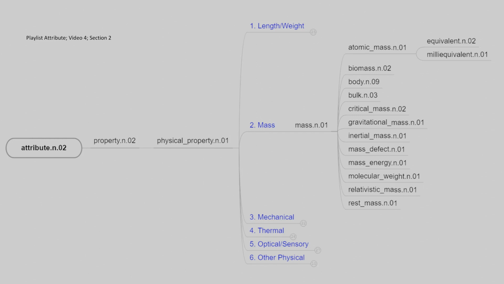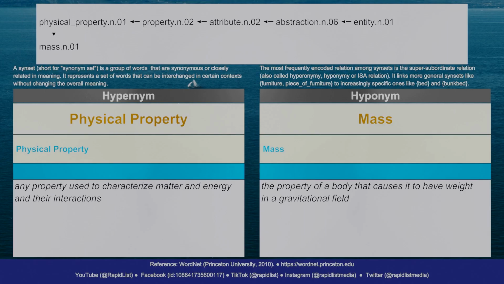Section 2. In this section we will explore the physical property mass. Mass. The property of a body that causes it to have weight in a gravitational field.